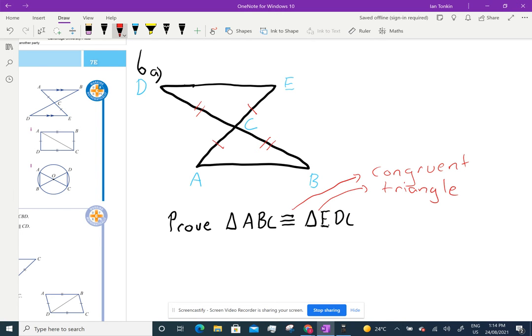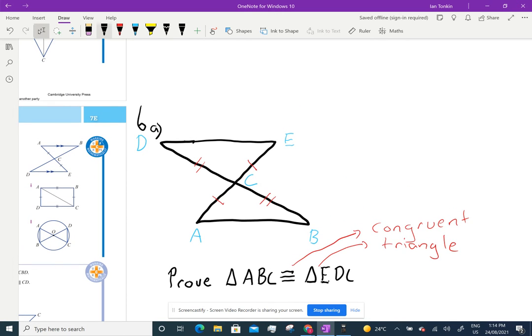Now remember, my four different types of proofs. I can have side, side, side. Well, I don't have this in this case. I've only got two sides. I can have side, angle, side. I can have angle, angle, side, or I can have RHS. Well, I can't have RHS. I don't have a right angle there. There's no way I can prove there's a right angle. Plus, I don't have a hypotenuse. I've only got two sides. So it's either this one or this one. Well, I can't use the top one. But this one here, side angle side.